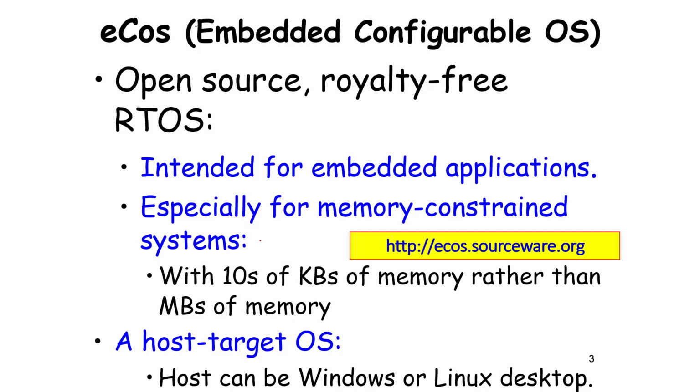Many of the operating systems in this category are host-target operating systems, where the host can be a Windows desktop or a Linux desktop. The entire application can be developed on the Windows or Linux desktop. There will be some sort of a virtualization layer that'll be running E-cos or simulating E-cos on the host. This is how an application can be developed and deployed to the target.